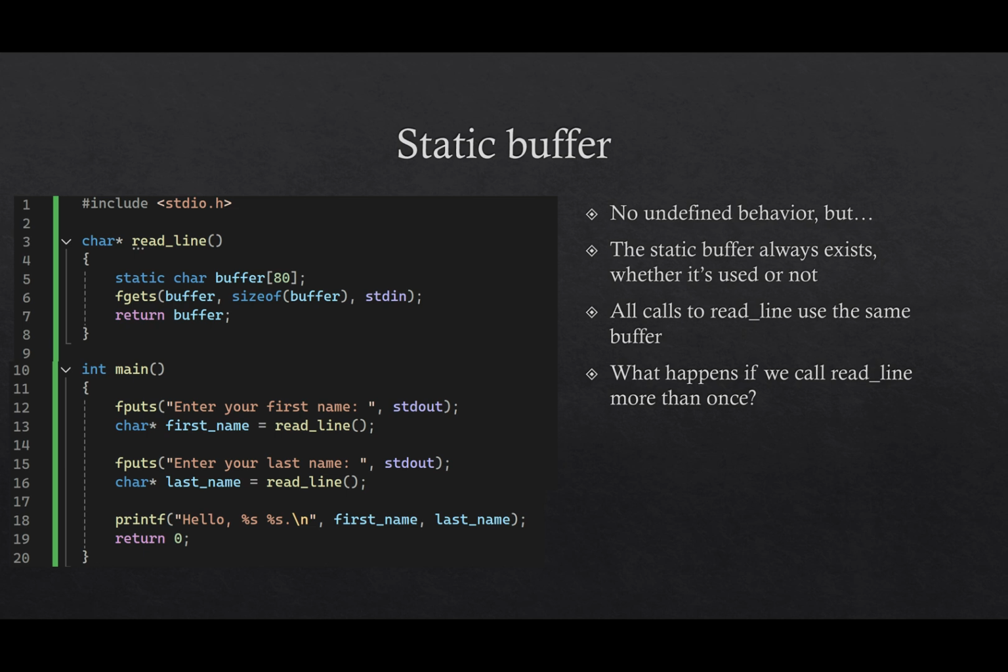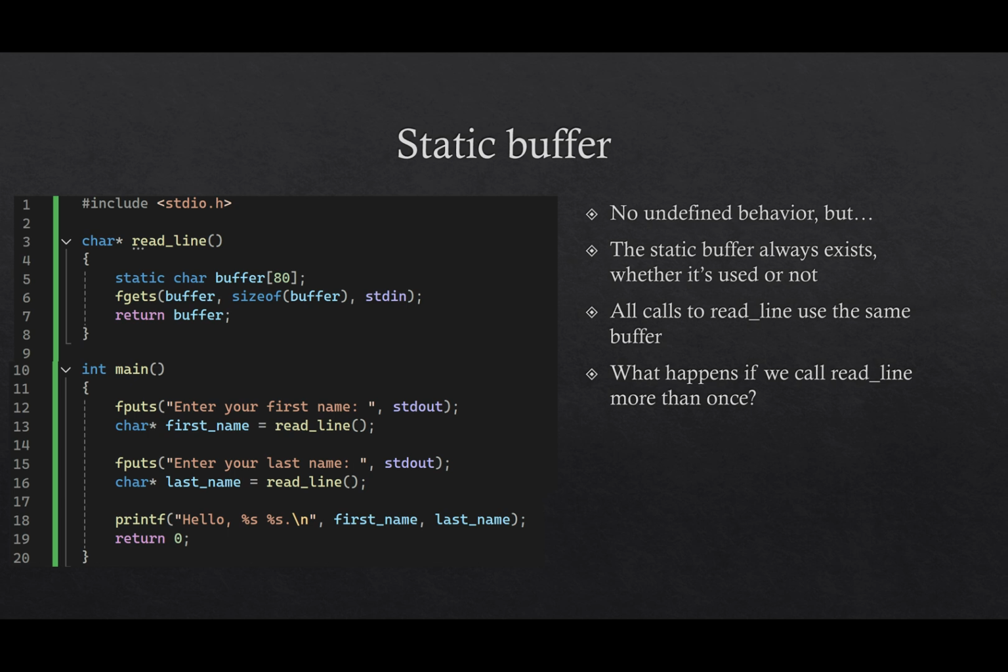here we have modified the main function to call readLine twice. So first we say enter your first name. We call readLine, store a pointer to the first name. Then we call enter your last name on line 15. We call readLine again, and we store a pointer to the last name. But in fact, first name and last name are both pointing to that same buffer because it's the static buffer. So when we make that call on line 16, we're actually reading the second string.